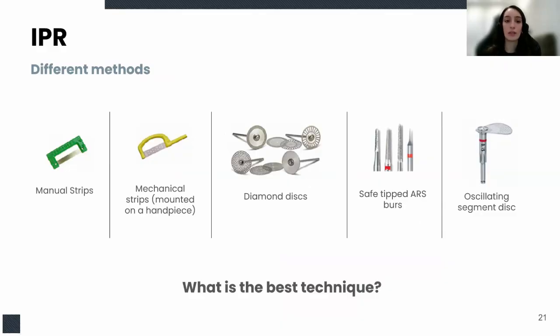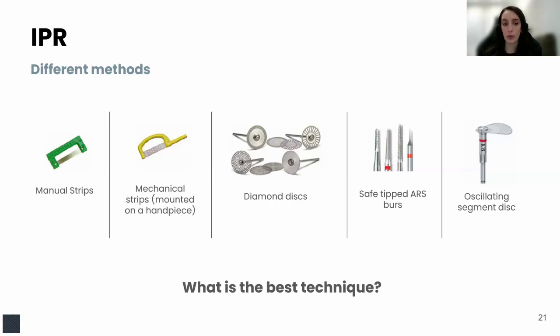So there are different methods through which we can perform IPR. We have manual strips, mechanical strips, diamond discs, safe-tipped burrs, and oscillating segment discs. So what is the best technique? All of these are techniques that you can actually use in performing IPR. And of course, each of them can have some advantages, some disadvantages.